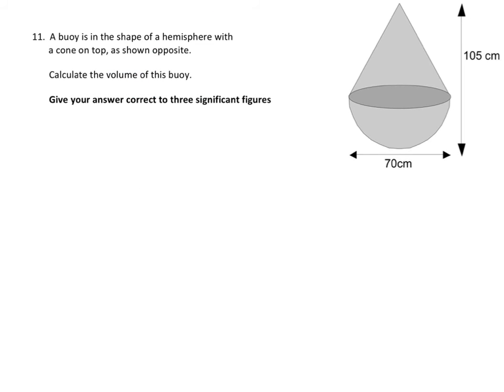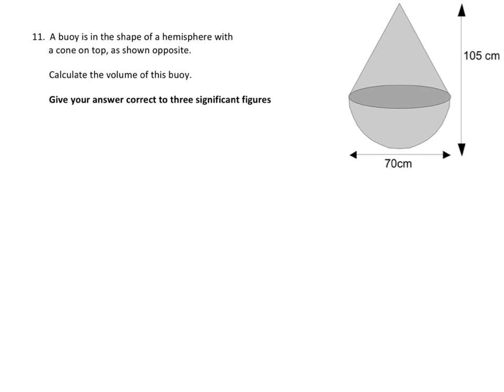This is question number 11 in the calculator section. A boy is in the shape of a hemisphere with a cone on top as shown opposite. So there's our hemisphere, our half sphere down at the bottom. Then we have our cone shape on top. We're asked to calculate the volume of the boy and give our answer correct to 3 significant figures.